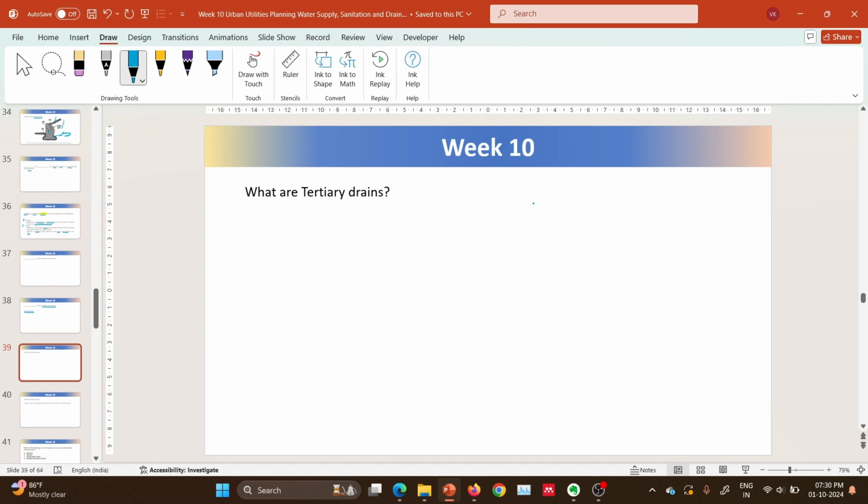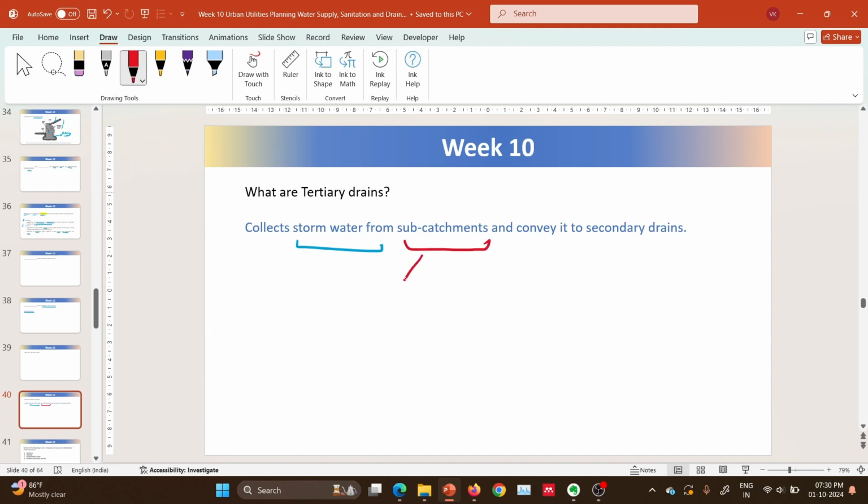What are tertiary drains? These drains collect the stormwater from a subcatchment. A subcatchment means a part of a catchment, not the full one. So it collects the stormwater from a part of a catchment and conveys it to the secondary drains. Multiple secondary drains will collect water, and then they will transfer it to primary drains.